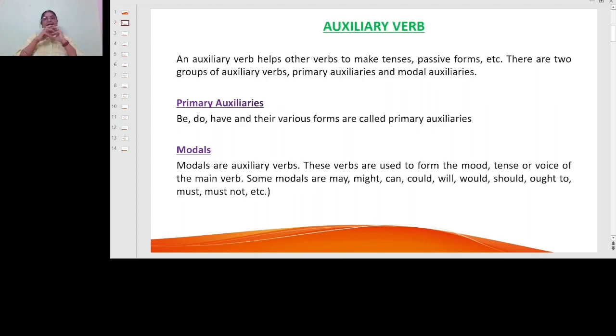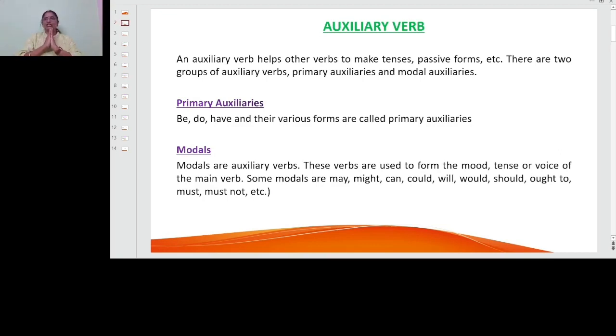Now let's see what is an auxiliary verb in definition. An auxiliary verb helps other verbs to make tenses, passive forms, etc. There are two groups of auxiliary verbs, primary auxiliary and modal auxiliary. First, let us understand what is an auxiliary verb. Then we will understand what is a modal auxiliary verb.